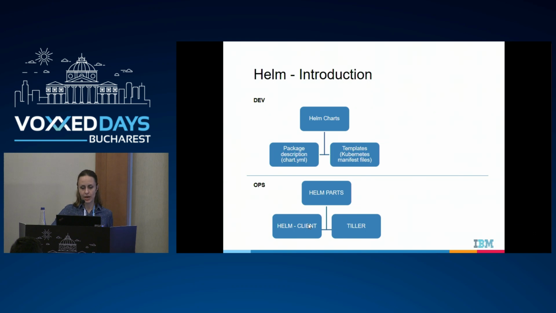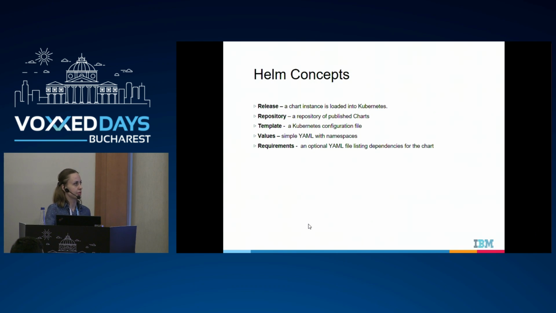So let's see some Helm concepts that I'm going to use further in the presentation. I'm going to use the term release. A release in Helm means a chart instance loaded into Kubernetes. Each time you do a Kubernetes deployment, or actually each time you install or upgrade charts, you are doing a release. A repository means a repository of published charts, and there are various published charts by vendors describing their products.